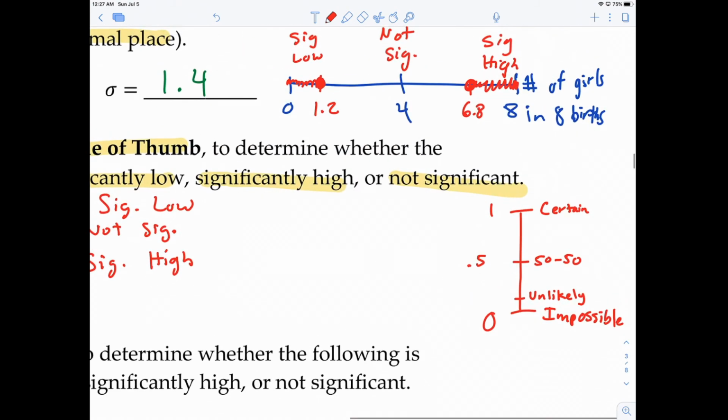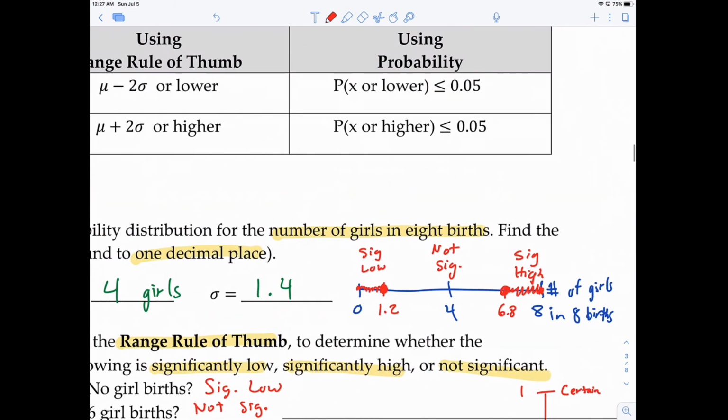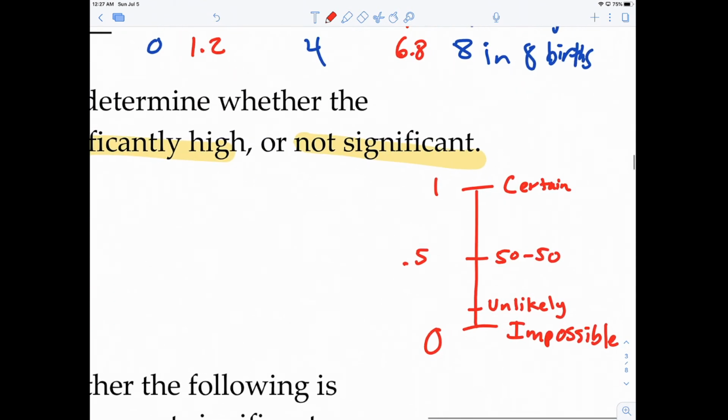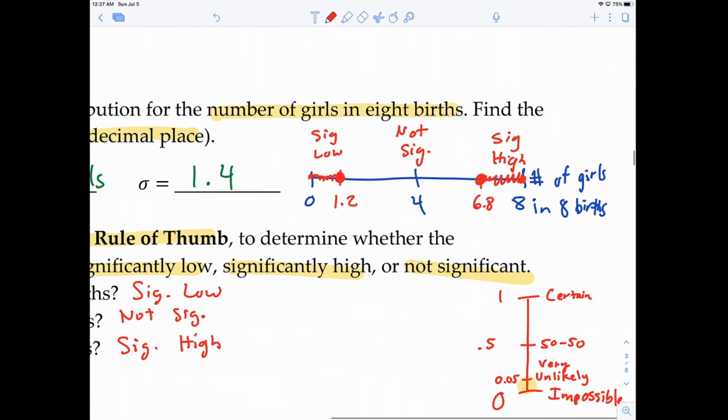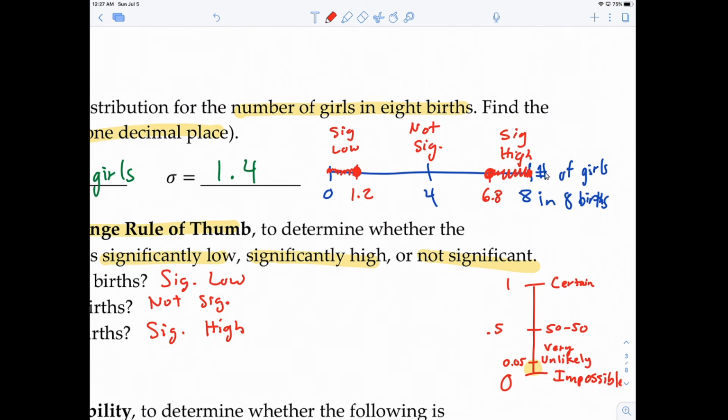So for now, we're going to use a probability like 0.05 to indicate an event that is very unlikely to occur. So very unlikely means 0.05 and below. Okay, so think about that. All right, so imagine this scenario here. I'm going to delete this for a sec, and you guys kind of think about this.